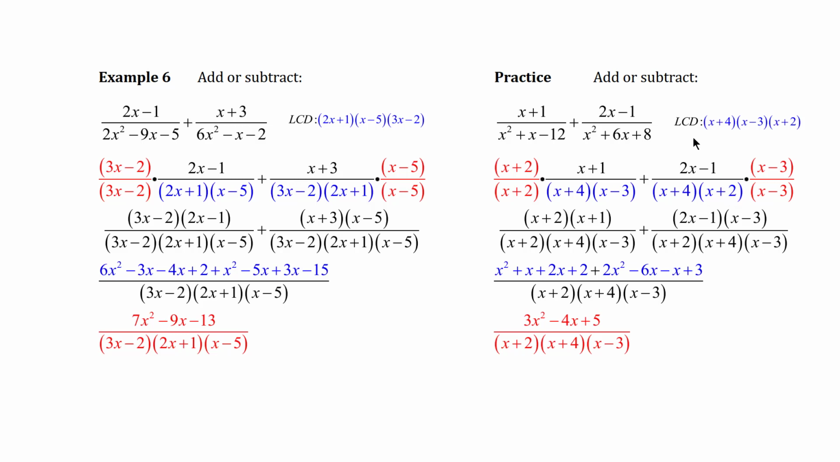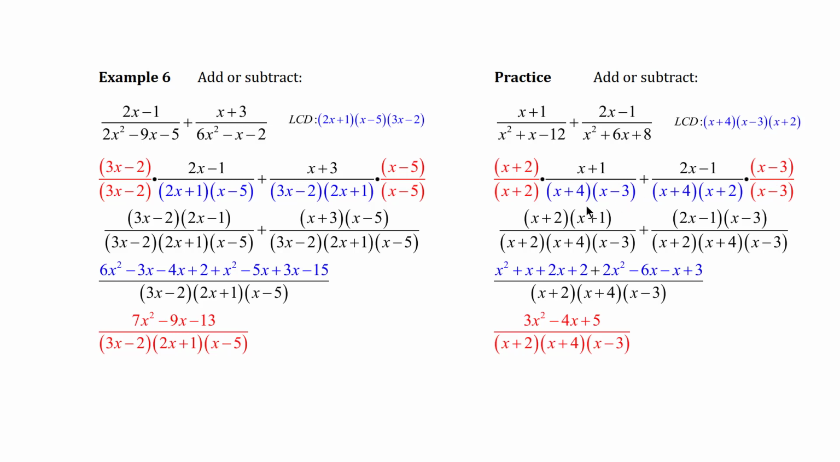From here, we find the LCD, which is going to be (x plus 4)(x minus 3)(x plus 2). Next, we need to rewrite both fractions as an equivalent fraction with the LCD as the denominator. For the first fraction, we're only missing the x plus 2 from the LCD, so we multiply the top and bottom of that fraction by x plus 2. For the second fraction, we're only missing the x minus 3 from the LCD, so we multiply the top and bottom of that second fraction by x minus 3.